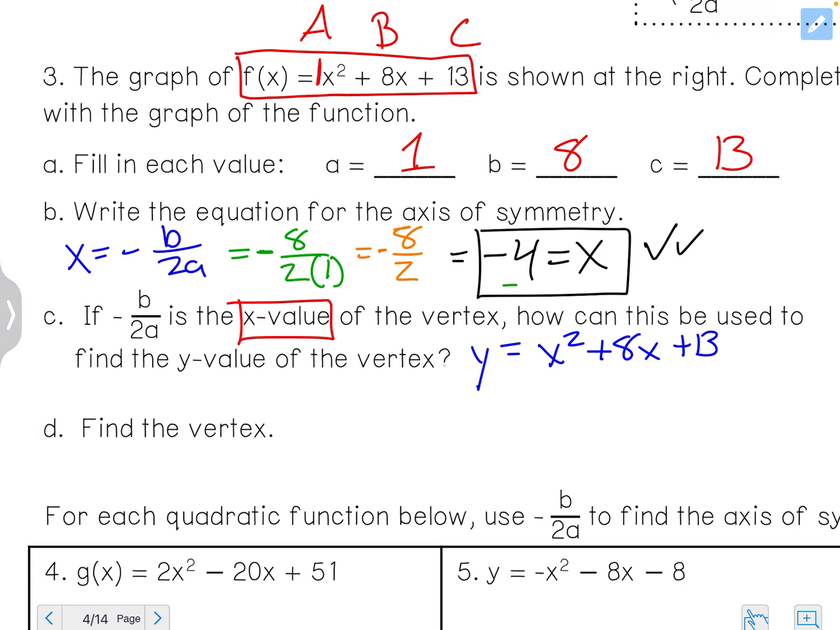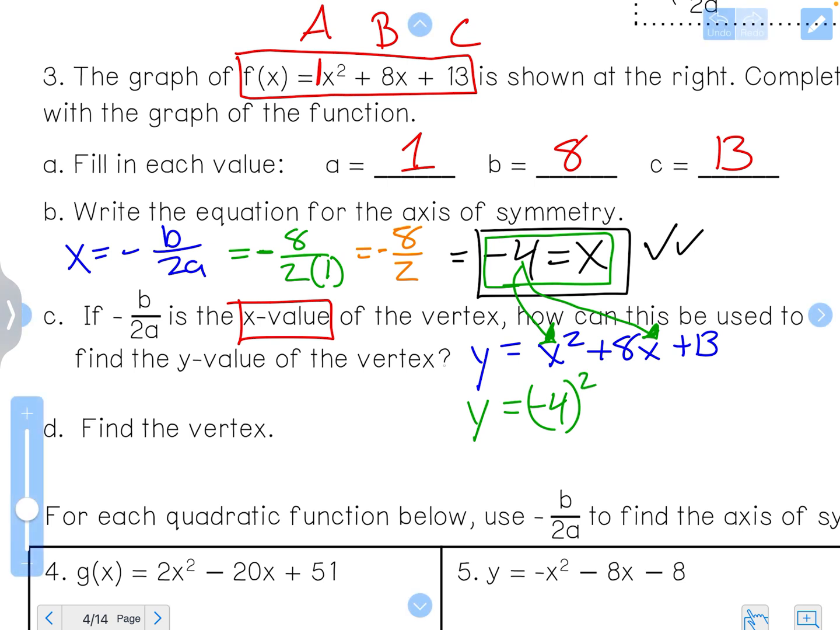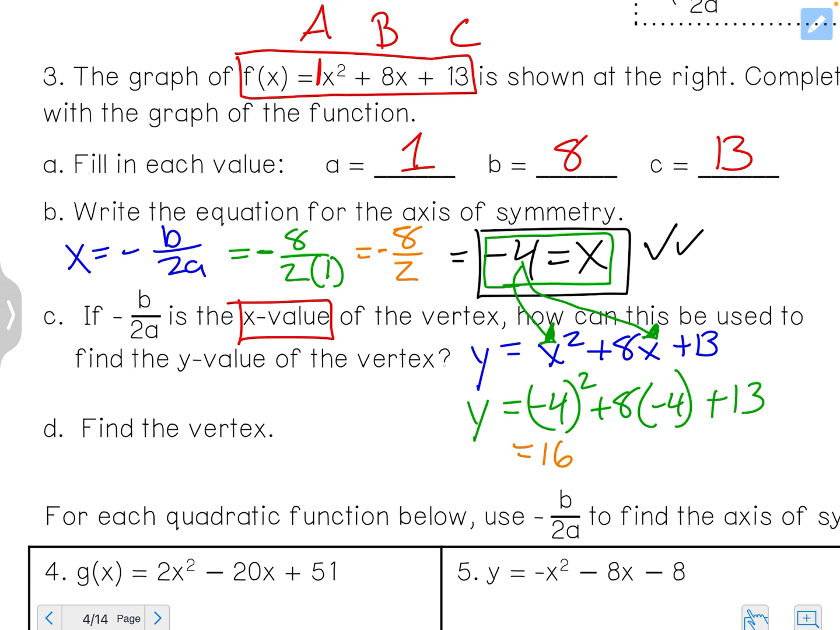So we know what our axis of symmetry is. We know what the x value of our vertex is. So I'm going to take this negative 4 and replace every single x in the equation with negative 4. So y equals negative 4, and it's really important that we put that negative 4 in parentheses every time we write it down, because for the squared, the negative needs to be in the parentheses when we square it. So negative 4 times negative 4 is a positive 16. 8 times negative 4 is a negative 32, and then we put plus 13.